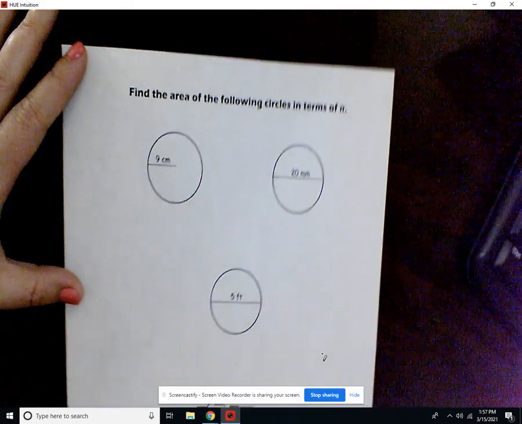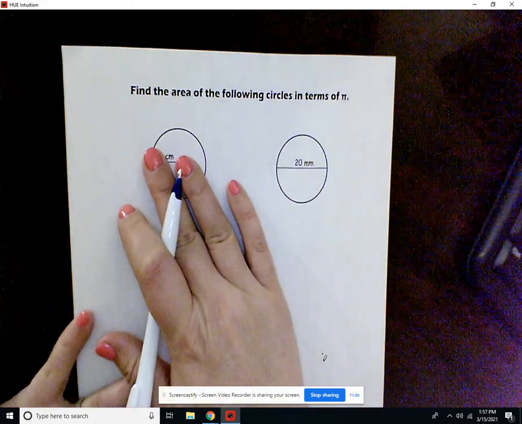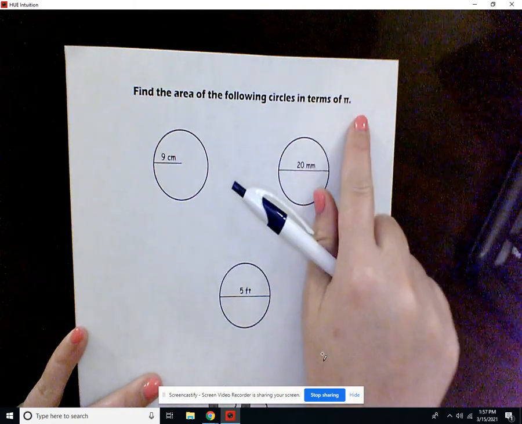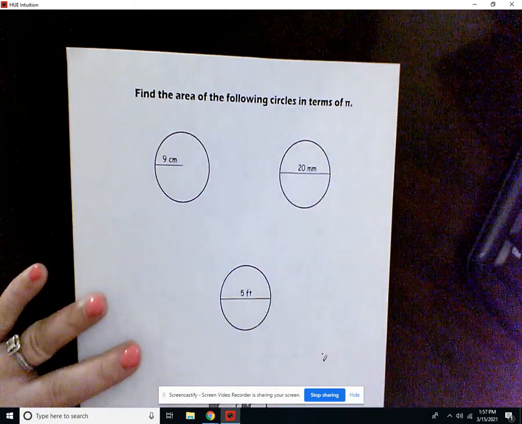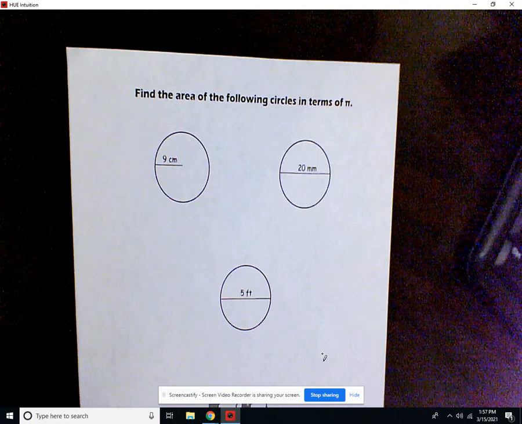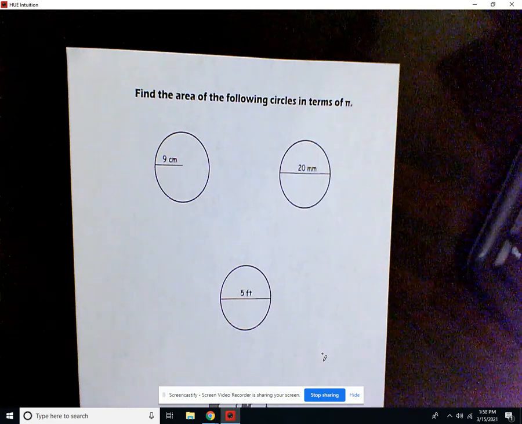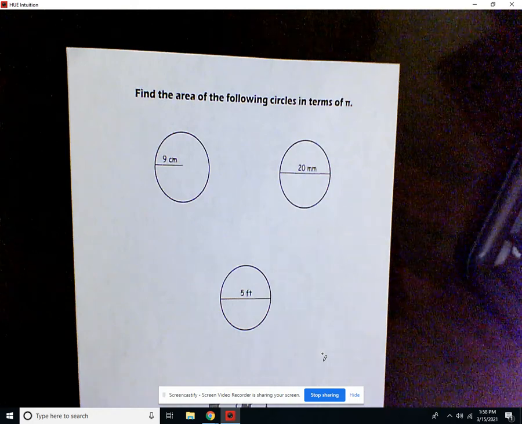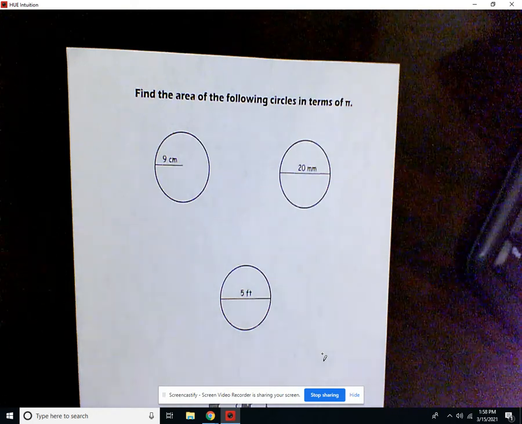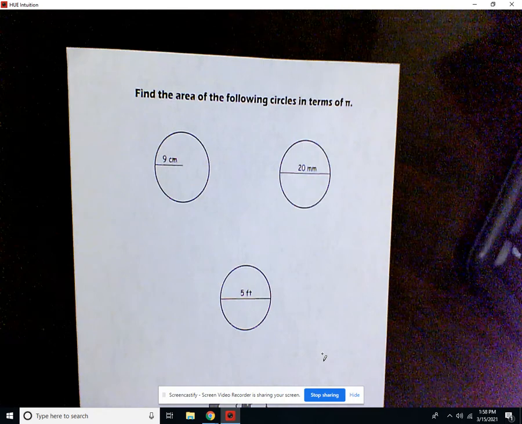All right, so for this side, we're going to find the area in terms of pi. Before, when we did circumference last week, we used 22/7. I'm not going to worry about that with area, because I want to make sure we can focus on how to solve area with just one formula instead of having to use really big numbers like 22/7.